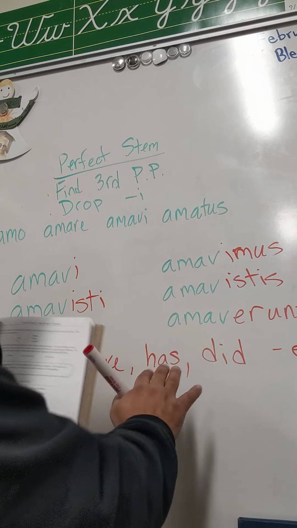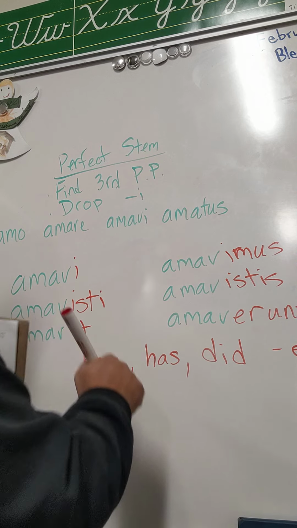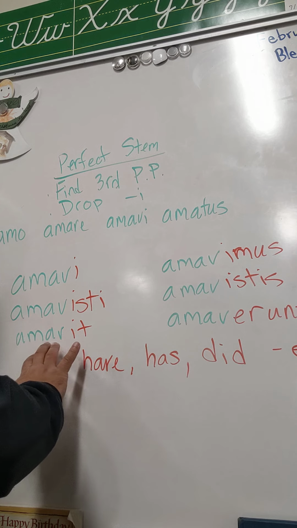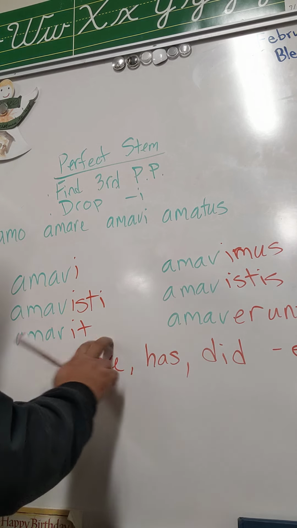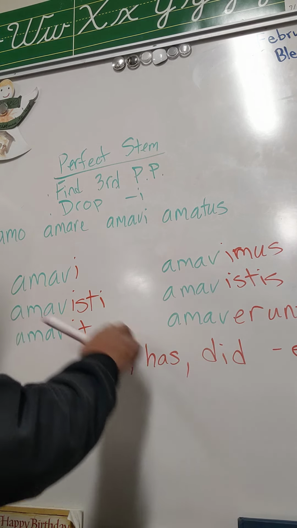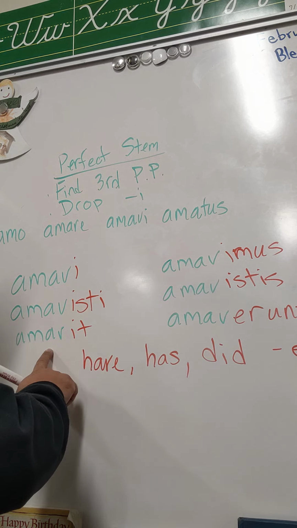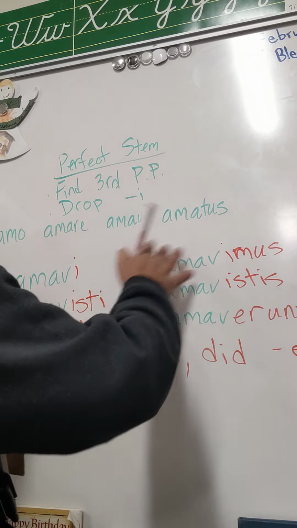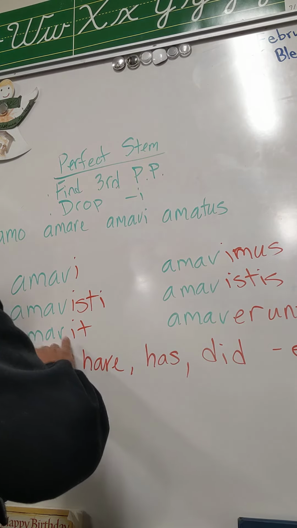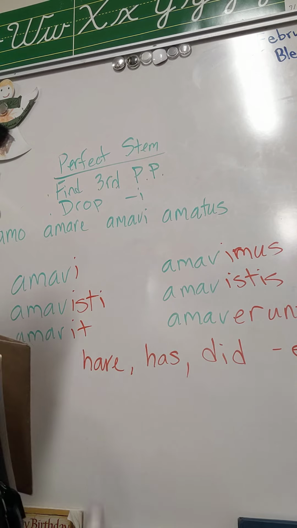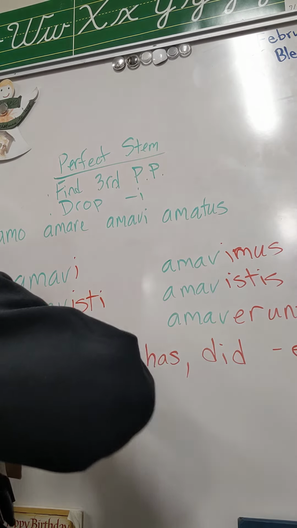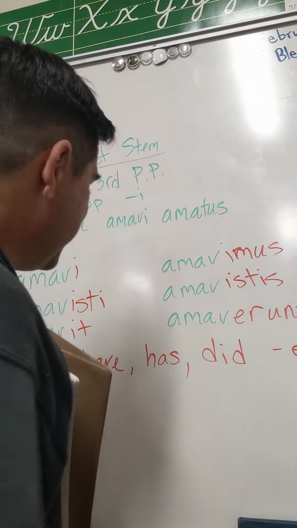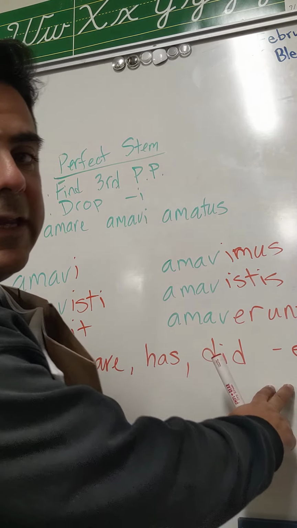The reason there are four is because it's I have loved, you have loved, he has loved. You wouldn't say he have loved. So that's where the word has comes in. But this could also be you did love, he did love, she did love, it did love. And then it could also be I loved, he loved, she loved. Anyway, so that's it: have, has, did, and then a verb with ed at the end.